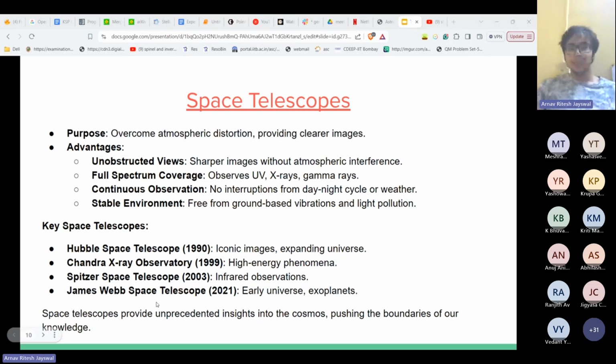And to look at some of these space telescopes in more detail, let's look at this brief presentation I made on them.